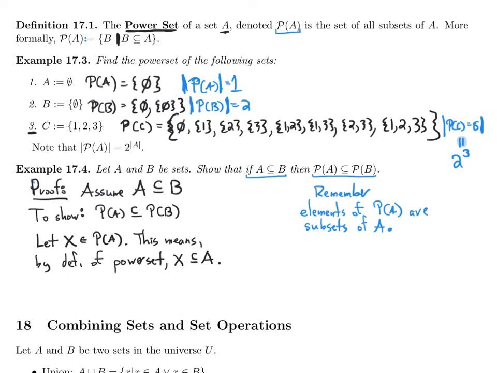Okay, so stop there for a bit. See if you can continue the rest of the argument. Remember, you know that A is a subset of B, and you need to show that this set X is also in the power set of B. I'll give you one more hint. Our previous example can be very helpful to us, so begin to cite that. So pause the video now and give that a go.